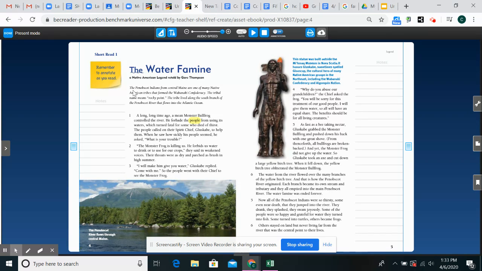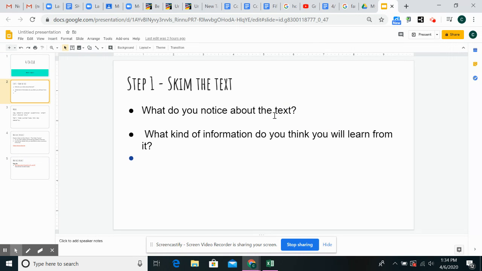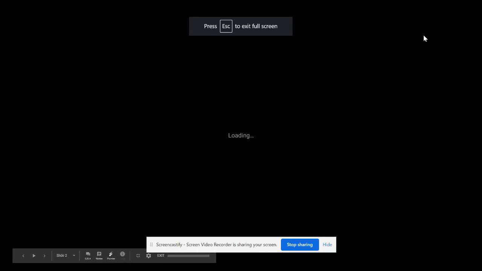Now it says a Native American legend told by Gary Thompson. So it's important to understand that both ancient and modern cultures have stories that explain how the world works. And this is an example of exactly that. Native Americans did not understand how the world worked, and so they would create fictional stories to try and answer those questions.